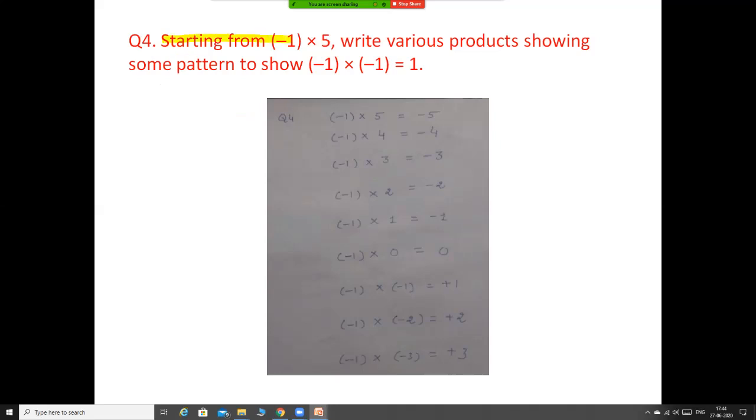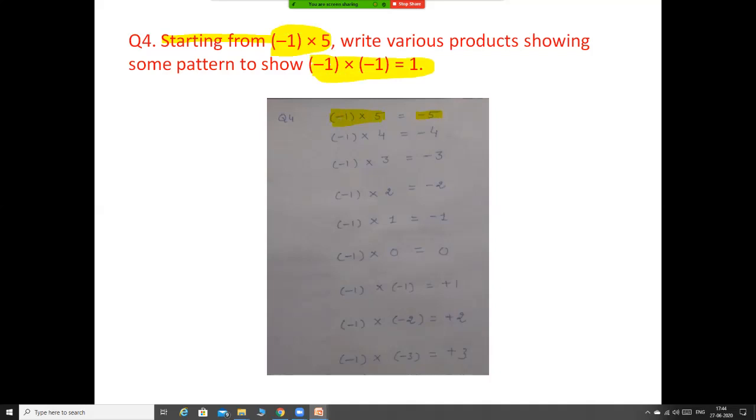Starting from minus 1 into 5. Minus 1 into 5, we shall start from this. This is one pattern. Write various products showing the same pattern, some pattern to show minus 1 into minus 1 equal to plus 1. Okay, so what should be the pattern? So starting from minus 1 into 5. So first of all, we are writing here minus 1 into plus 5. What should be the product? The product is minus 5.